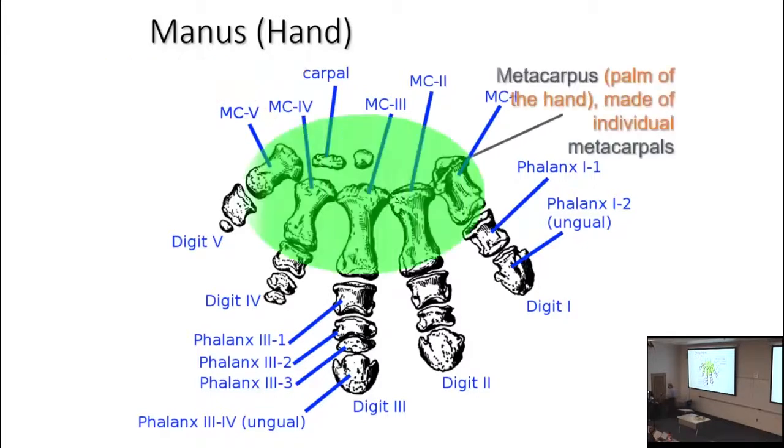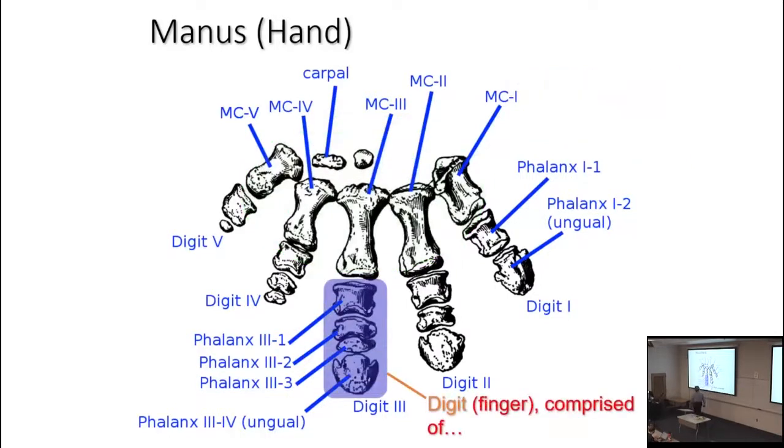The palm of the hand, which is encased in flesh, is called the metacarpus. And it's made up of individual metacarpals. And we count them from 1, count Roman numeral 1 as the medial most, to 5 for the lateral most. 1, 2, 3, 4, 5. So metacarpals. Each finger is a digit. And the digit is counted 1, 2, 3, 4, 5, same as the metacarpals.